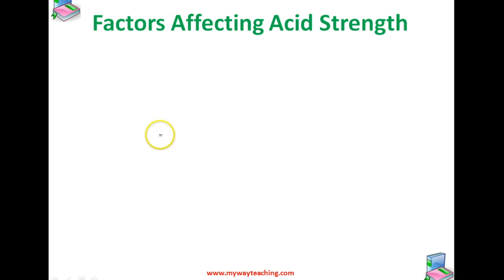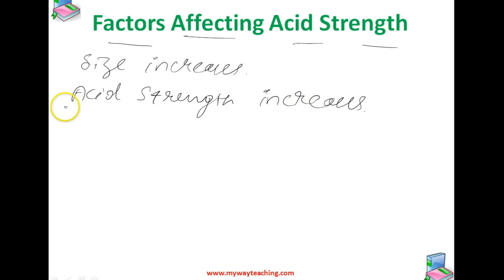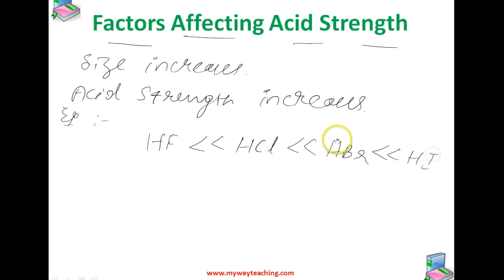Next concept is factors affecting acid strength. What happens? When the size increases, acid strength increases. Example: size increases means HF, HCl, HBr, HI. As size increases, acid strength increases.